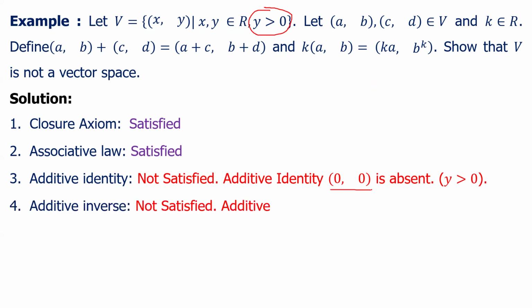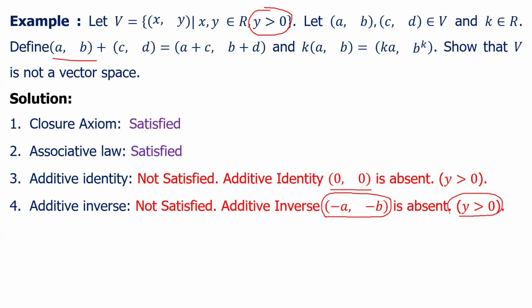Similarly, we can also prove that the additive inverse is not satisfied, because if (A, B) belongs to V, then (minus A, minus B) does not belong to V, because y should not be negative. So out of these two properties, if we are able to prove at least one property, then we can say that the given set is not a vector space. Hence, V is not a vector space.